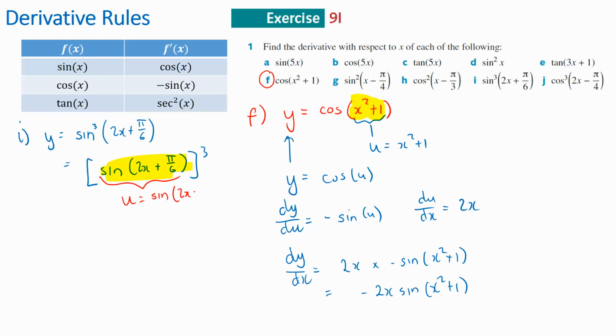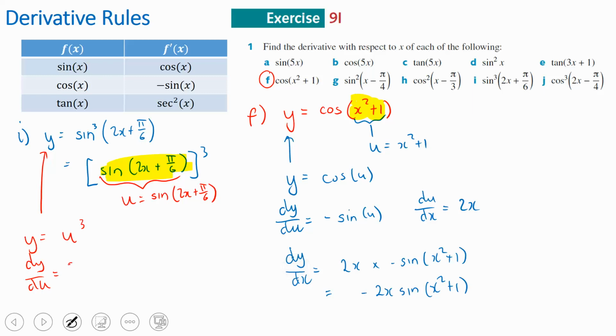If I let u equal sine of 2x plus pi over 6, then how does that change my problem? y now becomes y equals u all cubed. Because I replaced the entire function there, so it makes it nicer. I've just got u cubed. And that's easy because I know dy/du has to equal what? What's the derivative of u cubed?